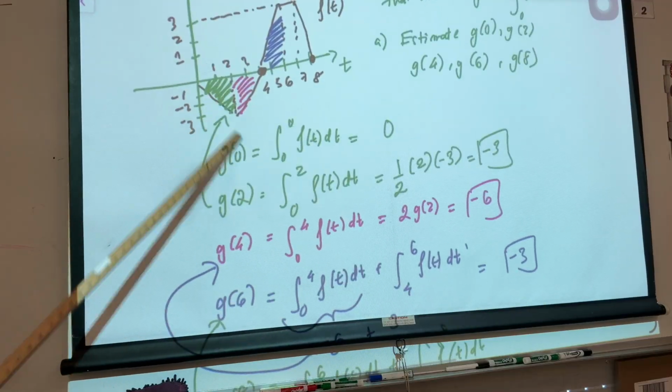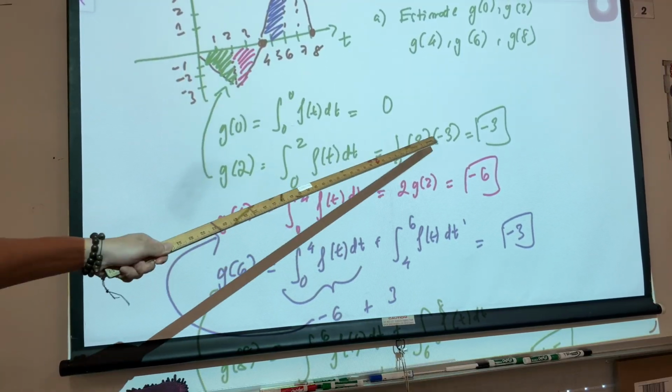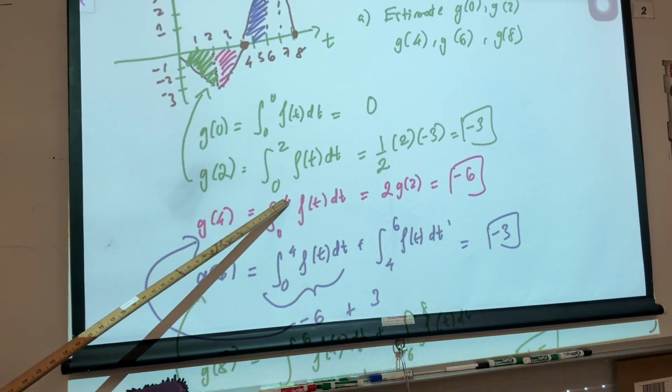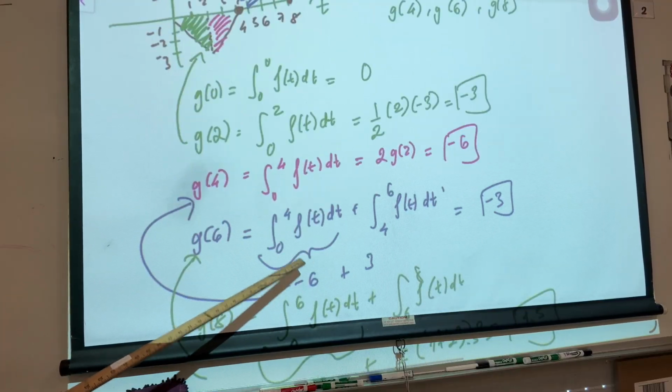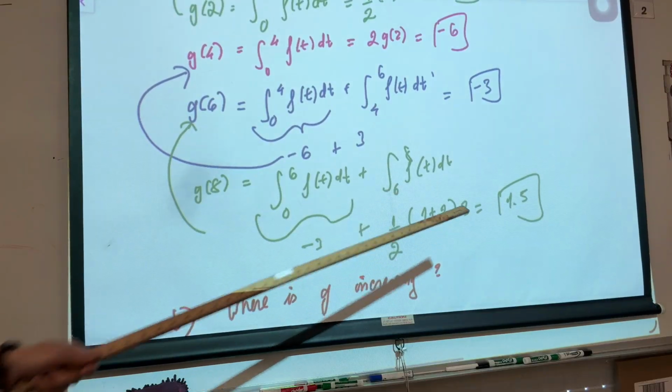Anyway, this is the final area first. 0 to 2 is the area of a triangle, so 1/2 base times height. And then the same thing, you double the triangle here, you get 0 to 4. 0 to 6, you add another triangle. And then 6 to 8 is a trapezoid. So you add the trapezoid, then you get 1.5.